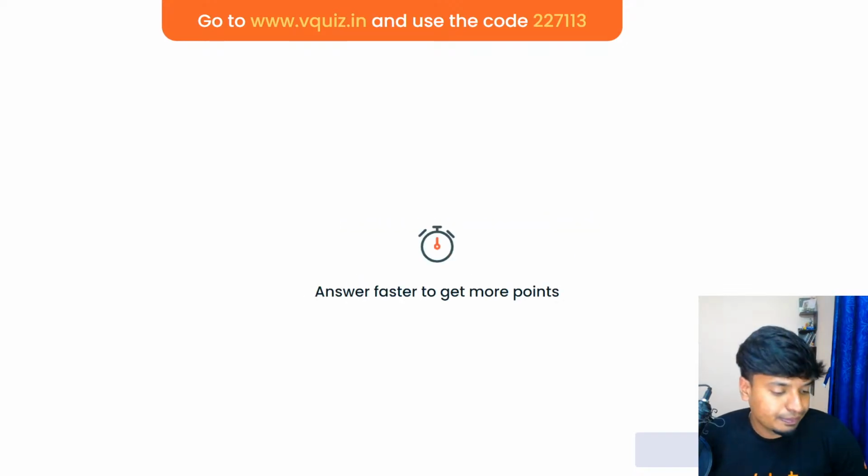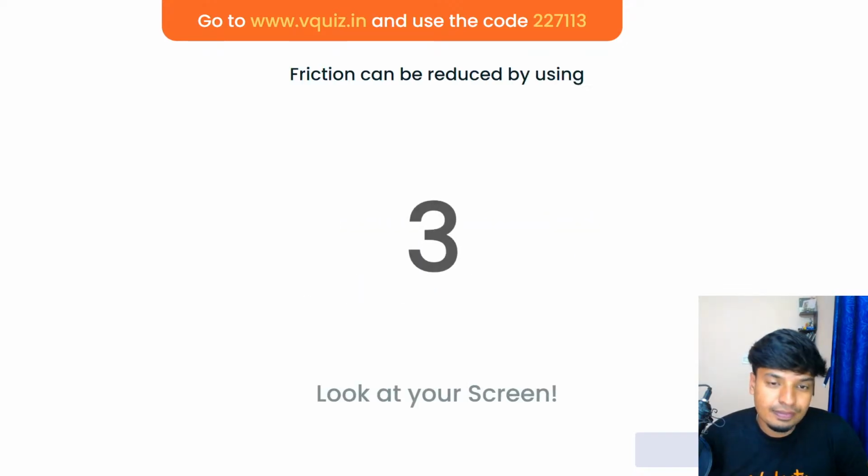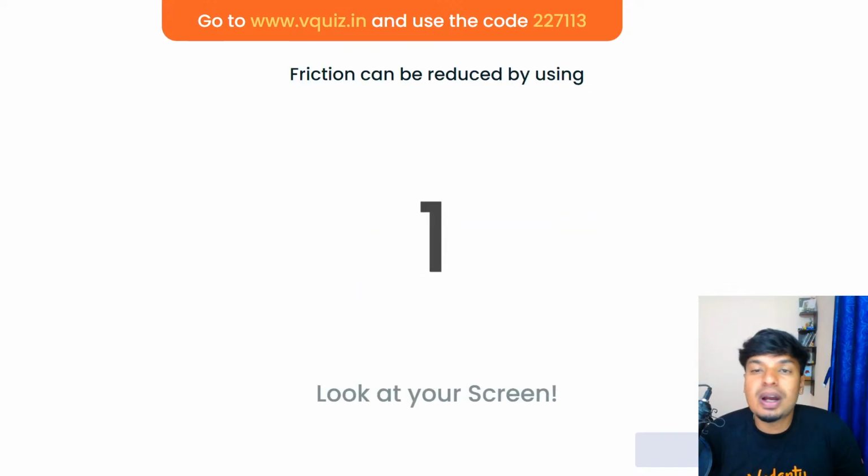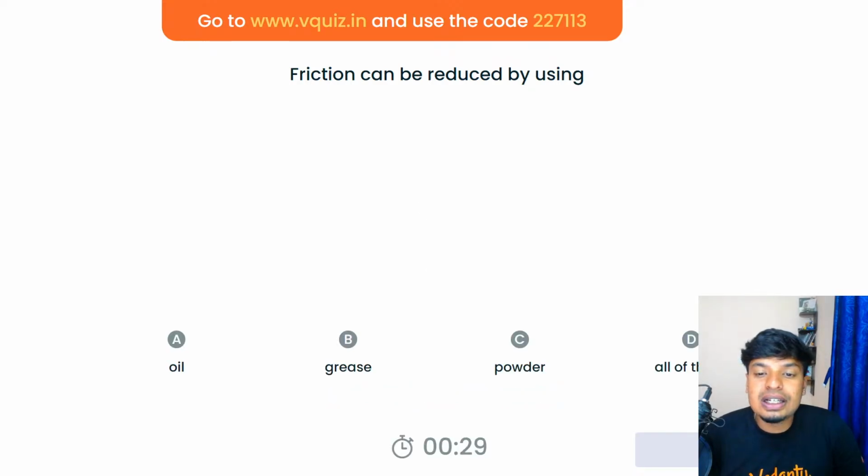Question number 3. Friction can be reduced by using what? Oil, grease, powder, all of this. Friction can be reduced by using what? Simple. Come on, guys. Let's go quick.